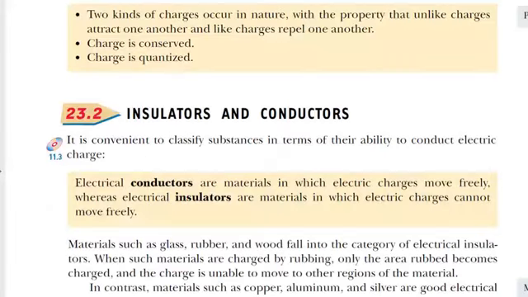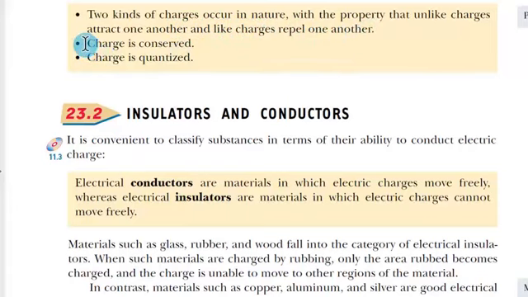We are going to talk about insulators and conductors in this lesson. But before then, let's recap what we've learned so far. We've come to realize that there are two kinds of charges in nature. They are positive and the negative charges. And there is this fundamental property that we need to keep in mind, that unlike charges attract one another and like charges repel one another.